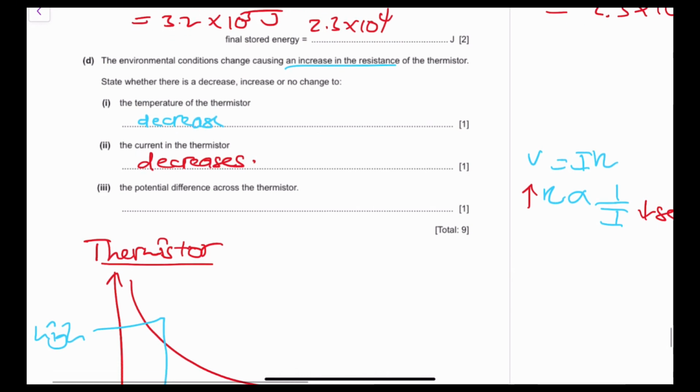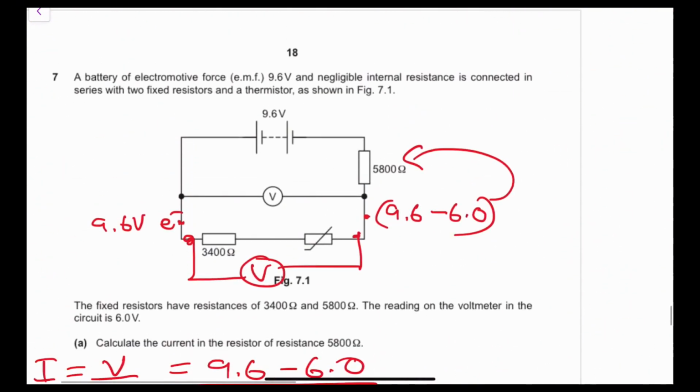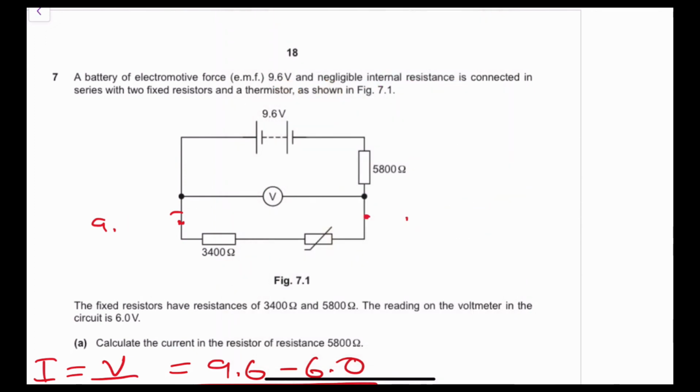The potential difference across the thermistor. Now, if the thermistor has a greater resistance, electrons, as they arrive here and they're about to enter into the thermistor, acknowledge that this thermistor has a higher resistance than before, right?